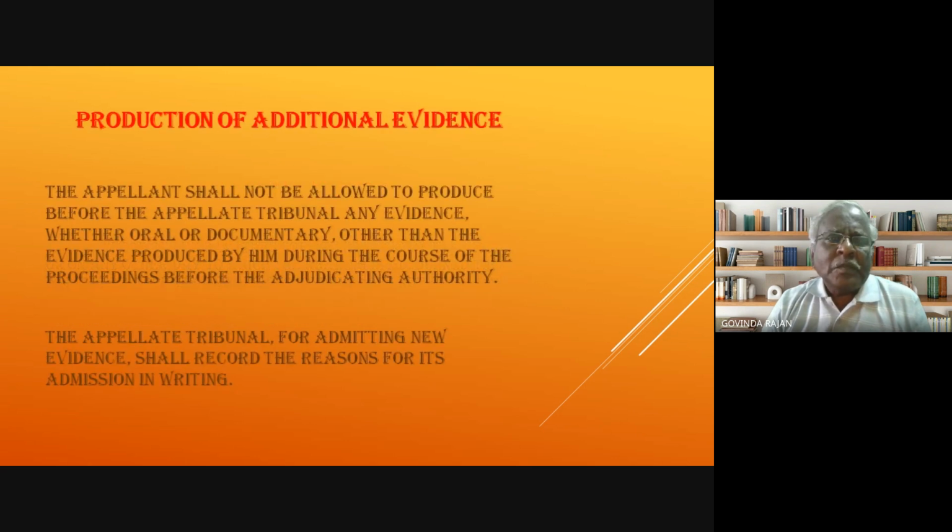Production of additional evidence. The appeal papers should be filed along with the appeal with the required document evidence. Once the appeal is filed, normally additional document evidence will not be allowed. This is applicable to all litigation proceedings. For introducing new evidence, the appellant or any person may file an application before the tribunal indicating the reasons for admitting the additional evidence. If the tribunal is satisfied, it may allow the additional evidence. It will allow it only after hearing the other party. Next one.